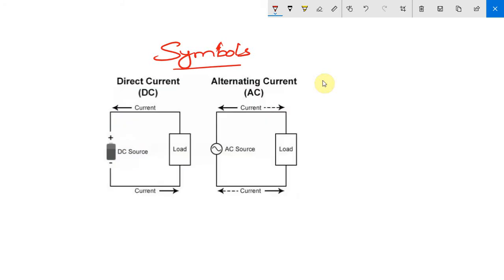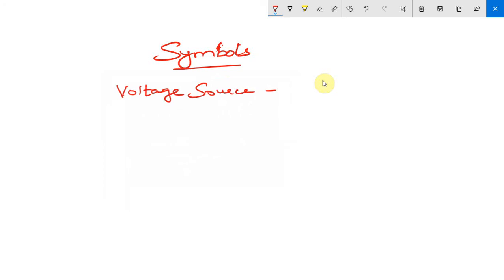When we talk about the voltage source or the current source, usually we have AC and DC supplies, right? DC stands for direct current, which is unidirectional in nature, and AC stands for alternating current, which has both positive and negative currents. So what is the symbol for the voltage source in the case of DC? In the case of DC, we have a positive terminal and a negative terminal. This indicates a DC supply.